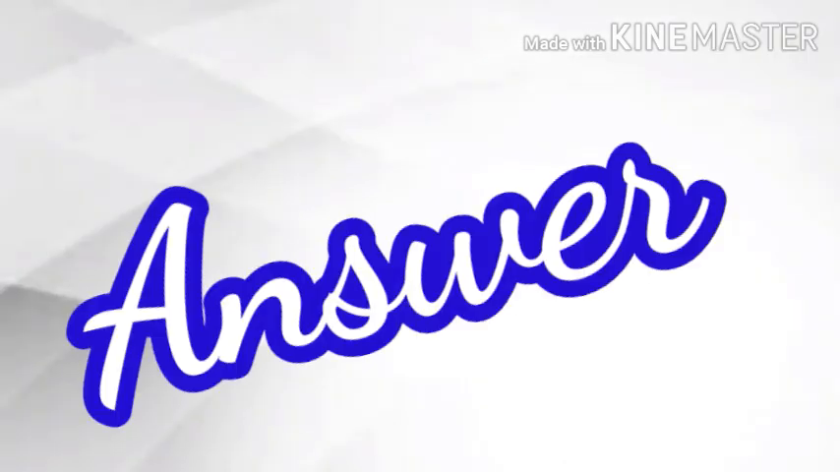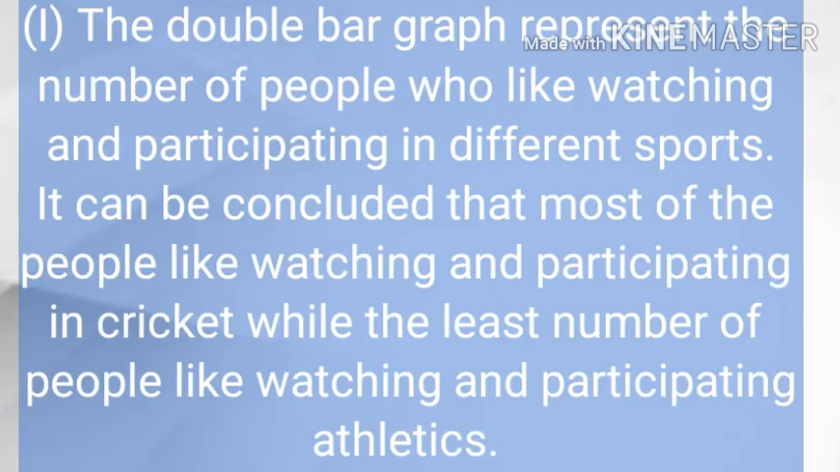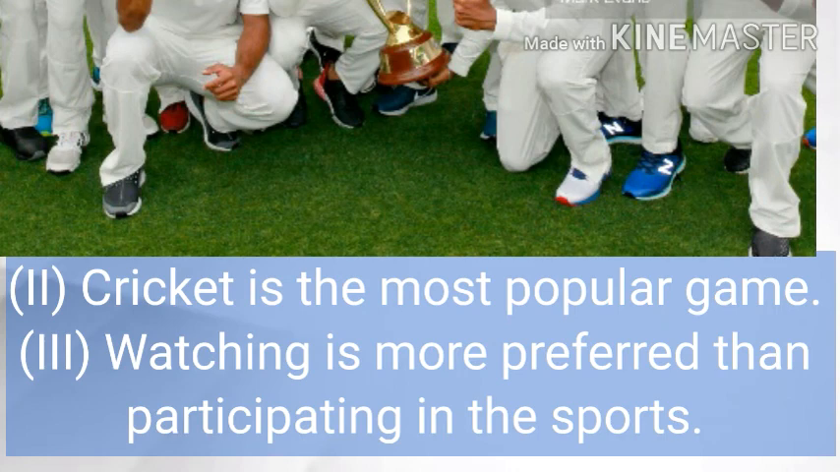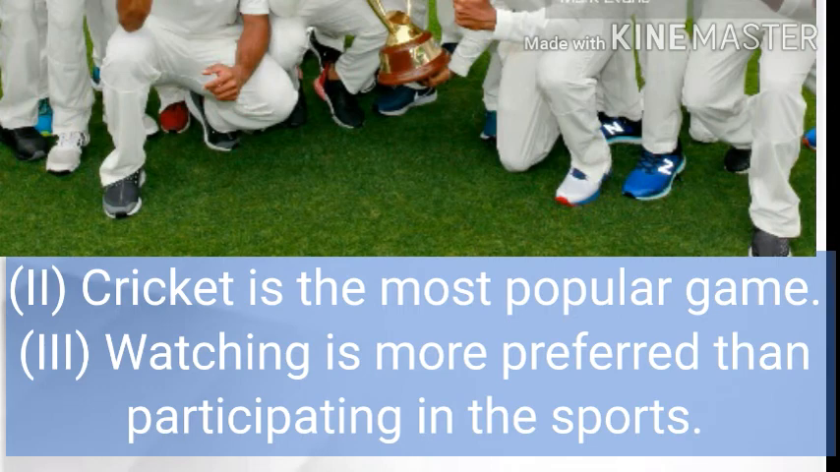Now, the answers of the questions. The double bar graph represents the number of people who like watching and participating in different sports. It can be concluded that most of the people like watching and participating in cricket, while the least number of people like watching and participating in athletics. And question number second, which sport is most popular? Cricket is the most popular game. And third, which is most preferred, watching or participating in sports? So watching is more preferred than participating in sports.